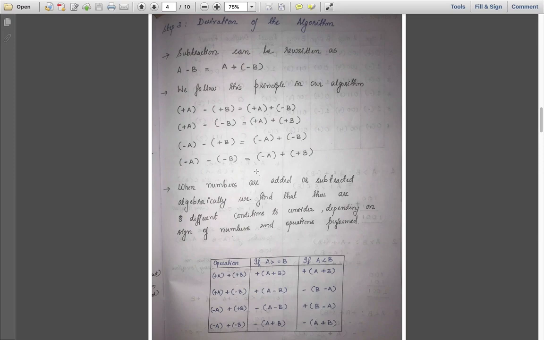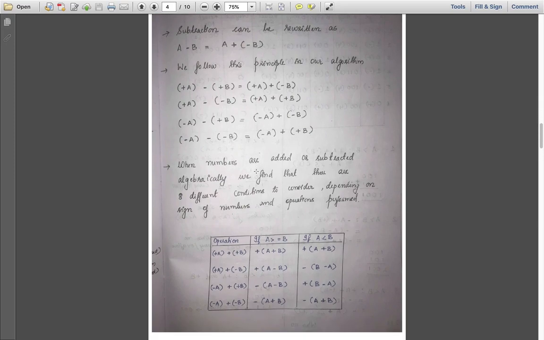Now the next thing which you are going to do is, when numbers are added or subtracted algebraically, we find that there are 8 different conditions to consider. Depending upon whether A is greater or A is smaller than B, you rewrite all those conditions here. So this is nothing but all these 4 things which we have written here. You are writing down the different 8 possibilities.